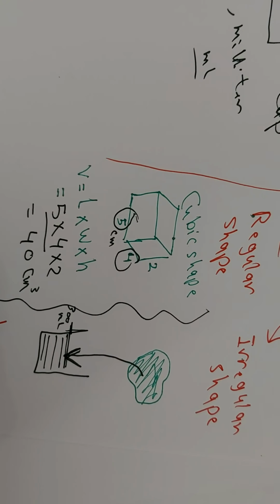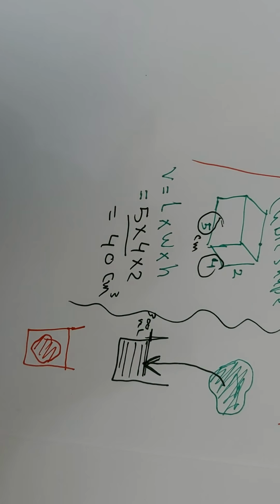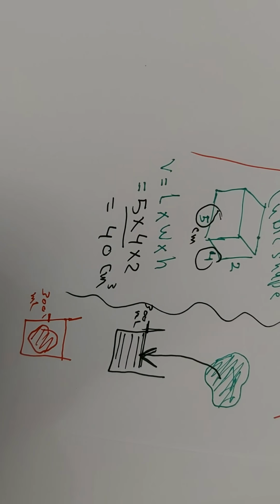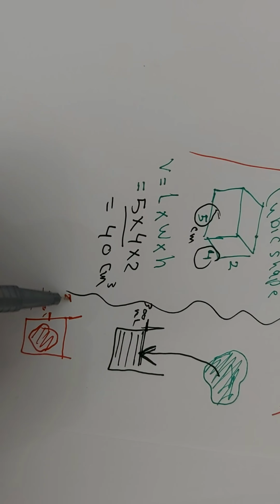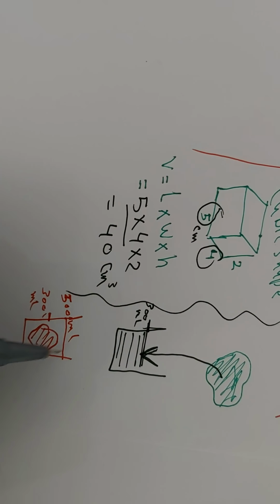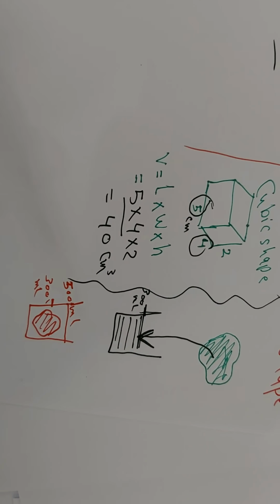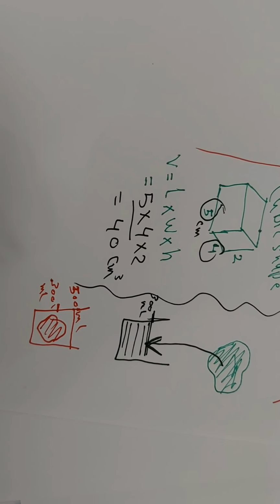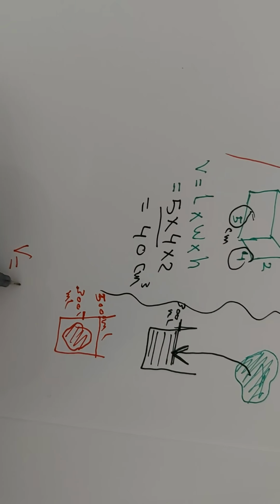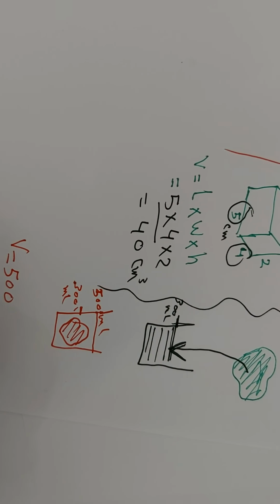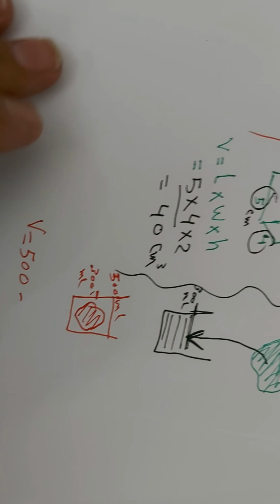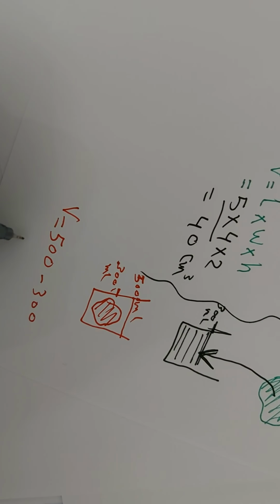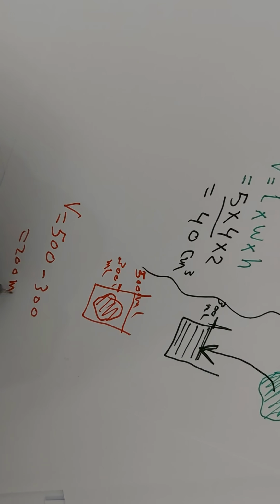So the stone will be inside it. Okay? Before, we put 300 milliliters, now it is, for example, 500 milliliters. So the water rises from 300 to 500. So the volume of this stone equals what? 500, the final level, minus the initial level, 300. So it equals 200 milliliters.